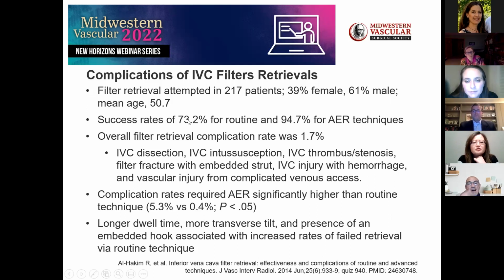The success rate is 73% for routine, but once you advance to the advanced endovascular technique, you pretty much take most of them out. I would say you're correct, about 95 to 97% success. The retrieval complications, 1.7%: dissection, intussusception, thrombosis.